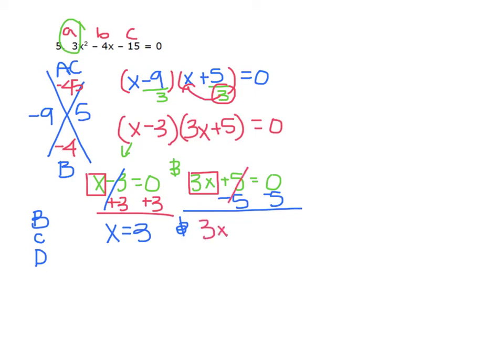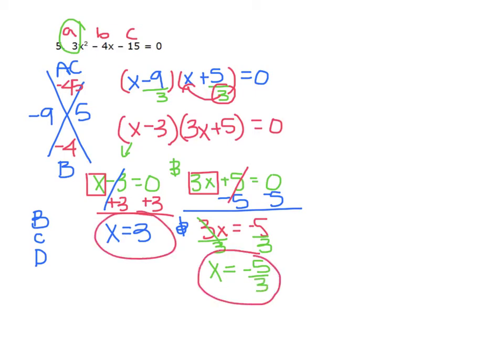I bring down the 3x equals a negative 5. My next step is going to be to D for divide by the number inside my box. And we get that x equals negative 5 over 3. So my two solutions are x equals 3 and x equals negative 5 over 3.